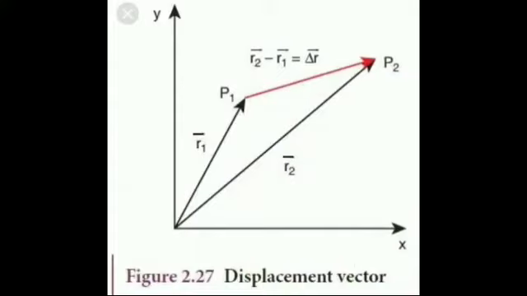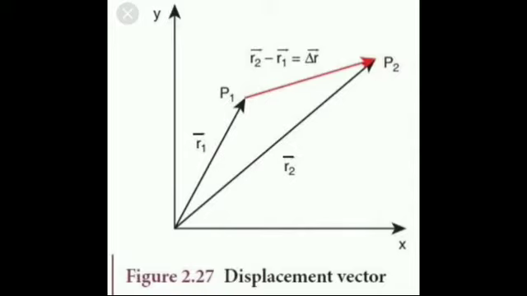The next, displacement vector. Here are given 2 points, P1 and P2. Let us consider a particle moving from a point P1 having position vector R1. R1 is a position vector. So, R1 is equal to x1 i cap plus y1 j cap plus z1 k cap, to a point P2. Here the position vector R2 is equal to x2 i cap plus y2 j cap plus z2 k cap. So, both are position vectors.